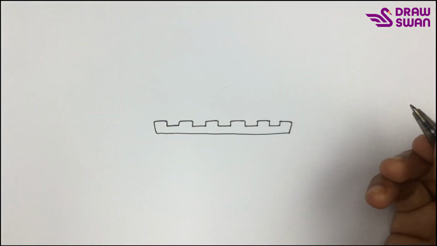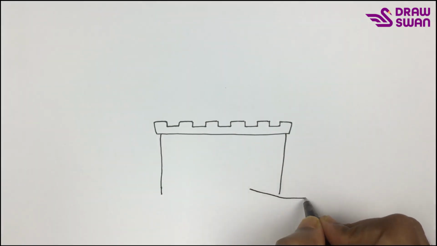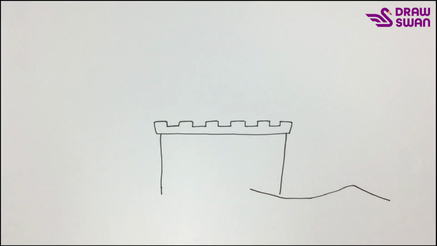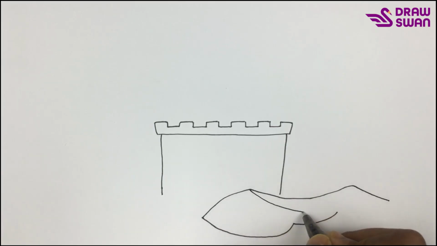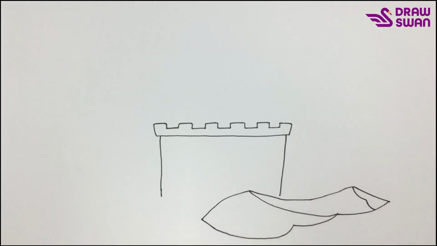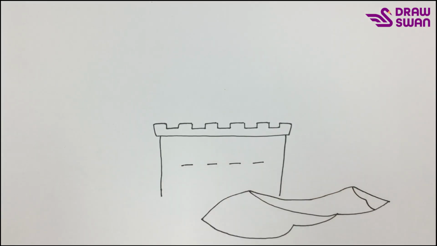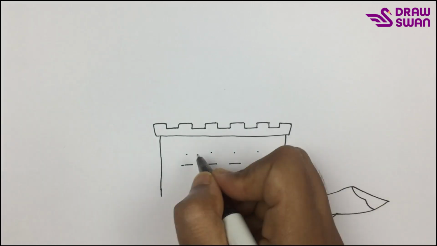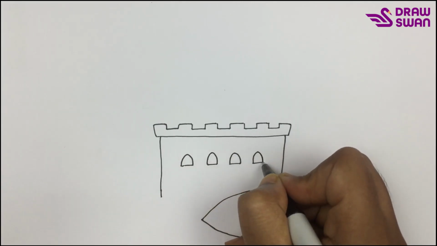Okay, now I will be drawing a straight line. Here is the sand. Let's draw the castle again. These are tiny windows.